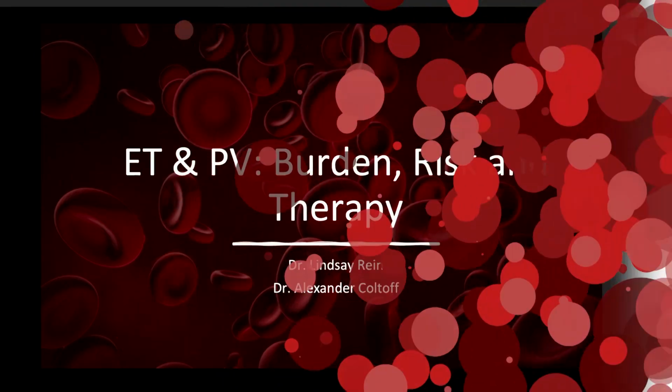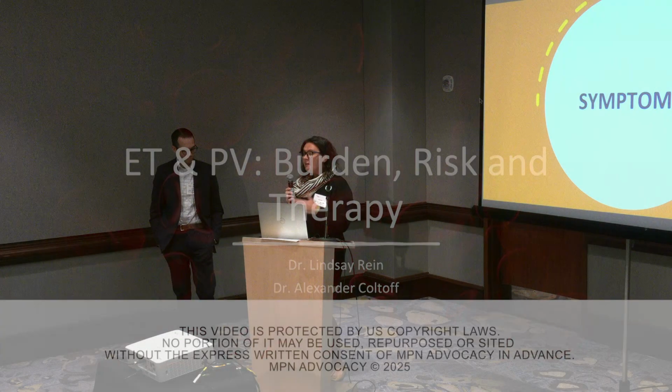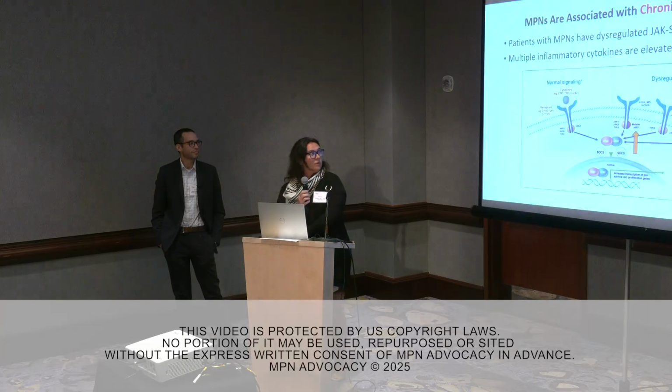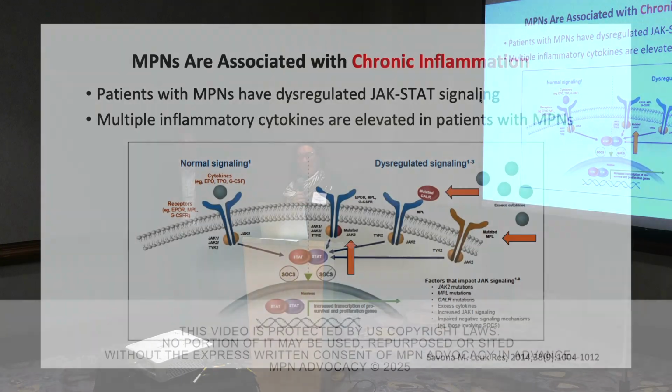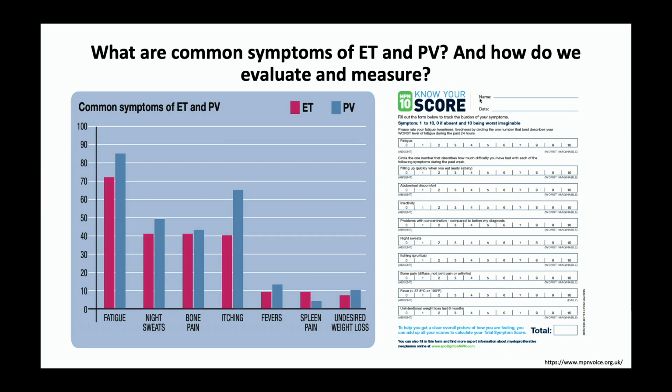We will talk a little bit about this as we move into our first discussion point, which is symptoms, because chronic inflammation and symptoms are all related. Okay. So MPNs, again, are associated with chronic inflammation. We've talked about this because of that abnormal signaling pathway. And you can see here just a slide talking about the common symptoms that we see in ET and PV, because that's what we're talking about this morning, and also how we evaluate these symptoms.